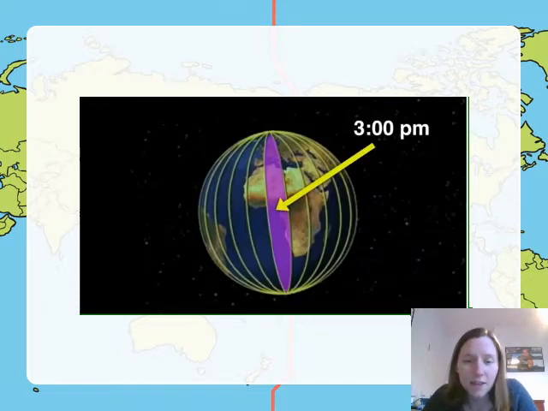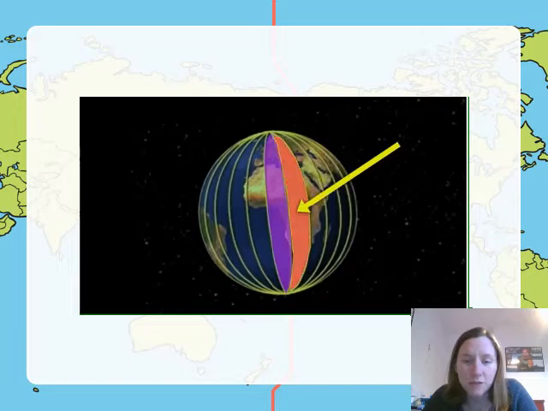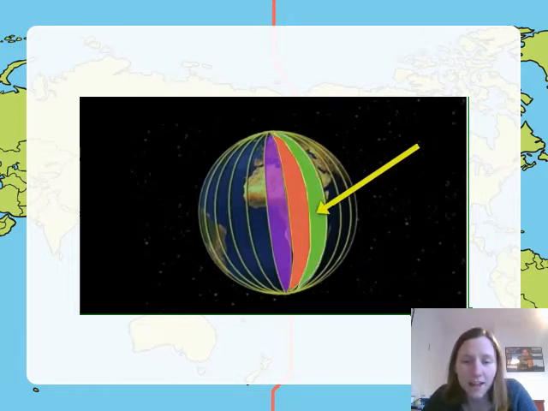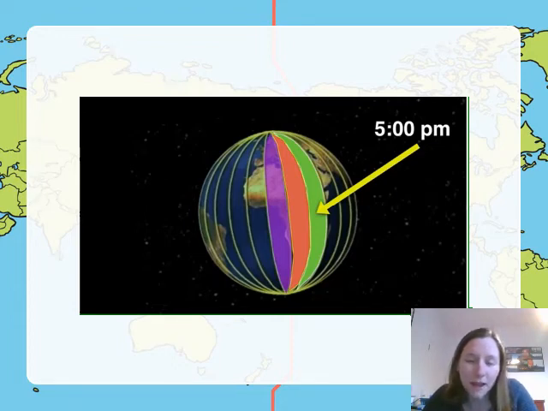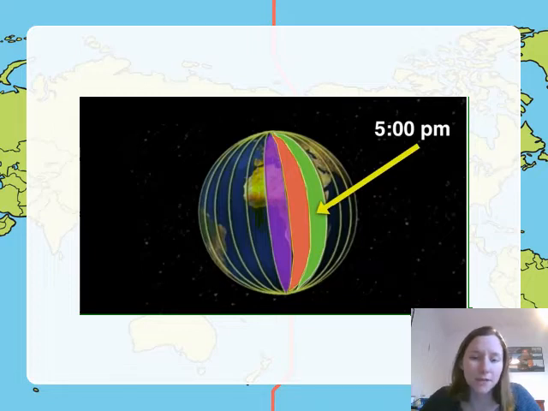So the time in this one is 3 p.m. in the afternoon. As we move around, we get to 4 p.m. And then the next time zone, we would be 2 hours ahead at 5 p.m. If we went back the other way, so if we moved, for example, into this time zone, we would be going 1 hour back in time. We'd be moving back 1 hour earlier than the purple segment. So that would be going back to 2 p.m.